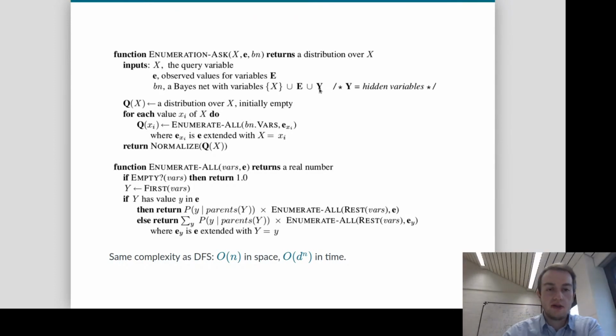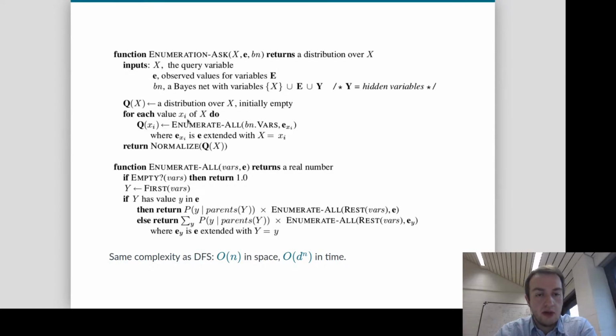So x, the query variables. Then we have also some observed values for the evidence, that correspond to all the variables e. Then we would initialize the distribution over x, which initially would be empty. Typically q of x would be some table with a certain number of rows, depending on how many values the x variable can take, and you would initialize the corresponding probability values to 0.